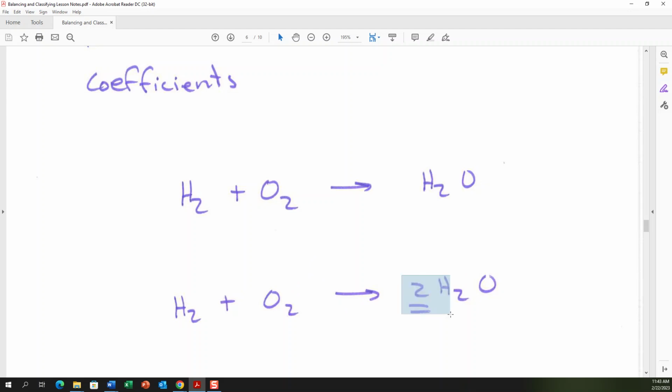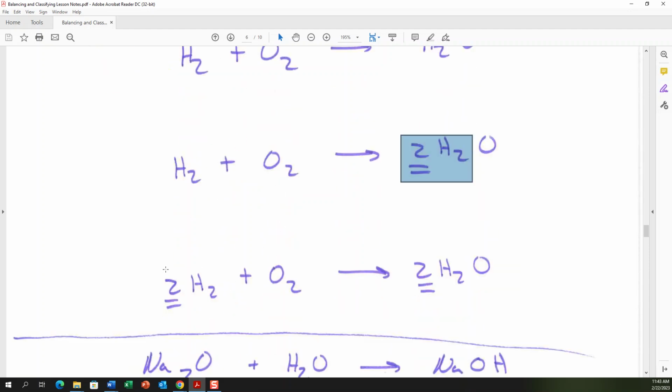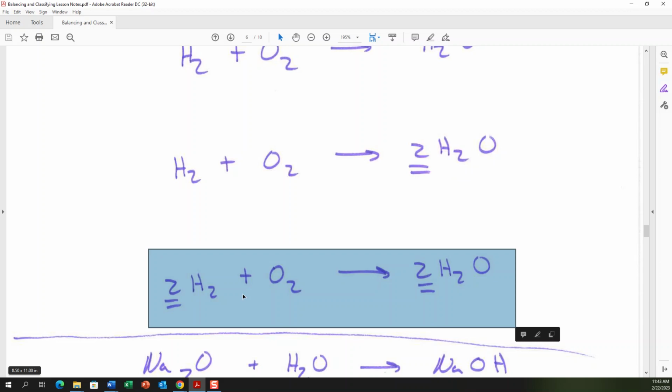But what did it unbalance? It unbalanced my hydrogen. Now I have 4 hydrogens, 2 times 2 hydrogen on this side, but I only have 2 there. Well, that's an easy fix. Just put a 2 there. And that would be the balanced equation. 2, 1, 2 would be my coefficients. That's the balanced equation.